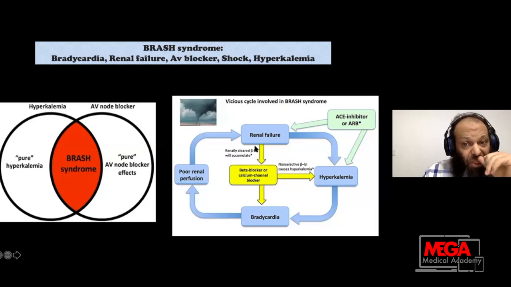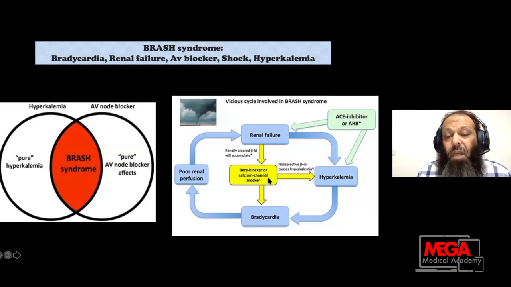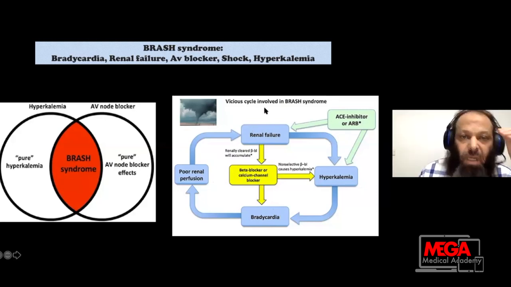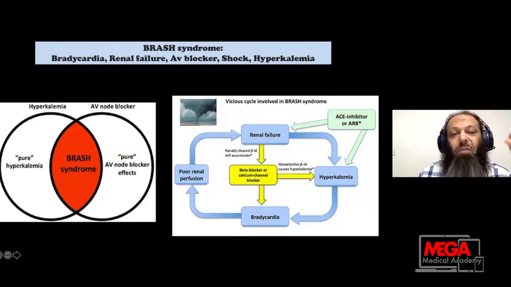And we have a vicious circle, especially with renal failure. If you have renal failure, either drug-induced or AKI, for example, if ACE inhibitors or ARBs induce AKI or renal failure, then I have renally cleared beta blockers or calcium channel blockers with renal failure. So the patient on an ACE inhibitor or beta blocker will not be adequately cleared because of the renal failure. The renal failure will cause hyperkalemia. The hyperkalemia will cause bradycardia, of course. And the bradycardia will cause hypoperfusion. The hypoperfusion will lead to renal failure. So this is the vicious circle of the BRASH syndrome. So remember, if you are facing hyperkalemia with bradycardia, this is a red flag for BRASH syndrome.